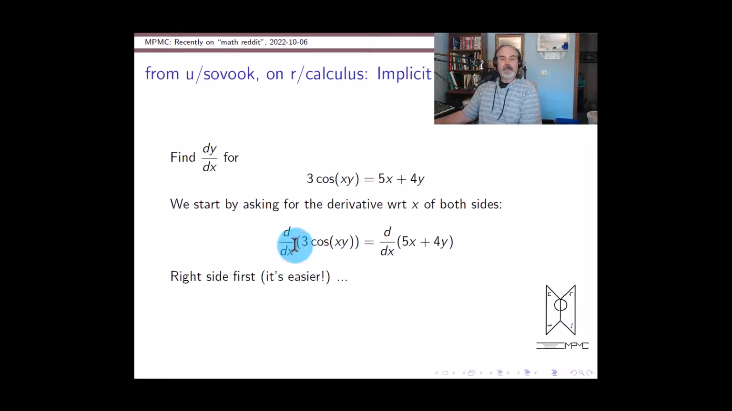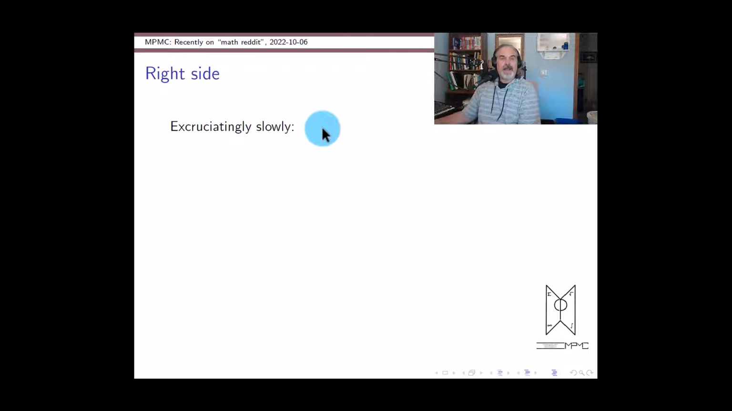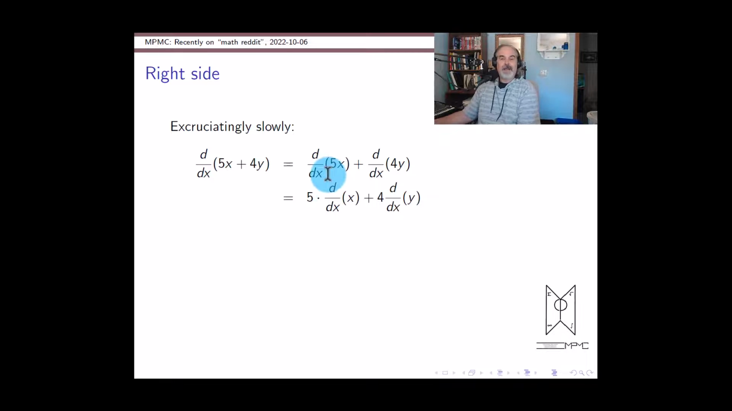Okay, so between these two sides, the right side is easier, so let's take care of that. I'm going to develop it excruciatingly slowly. So we're looking for the derivative with respect to x of 5x plus 4y. We can distribute the derivative operator. We can factor out constants because the derivative is a linear operator, which means you can distribute it across addition and you can factor out constants.